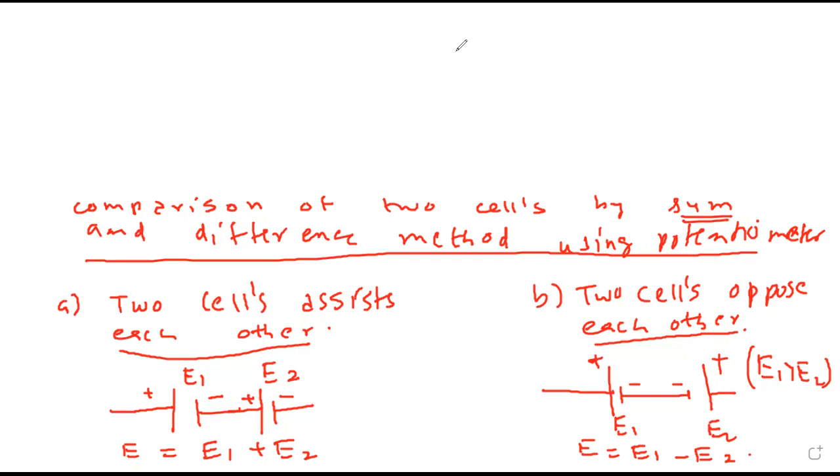Completed this? Two cells assist each other, then unlike terminals, oppose each other. Yes. Then, sir, I'm clear. Yes, sir. Okay.